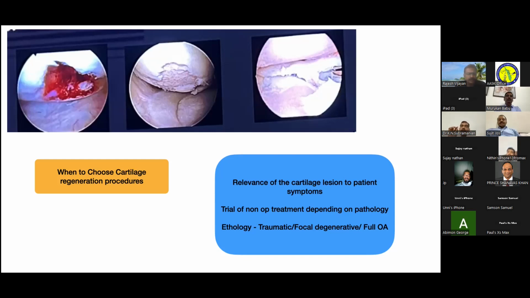Because ACI is indicated in persons like a 20 to 30-year-old football player who has got a focal injury and has a very good blood supply underneath. If you do ACI on those patients, they are the ideal indication for getting a good result in the final outcome.